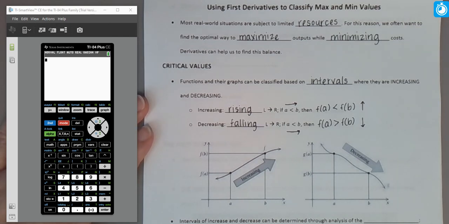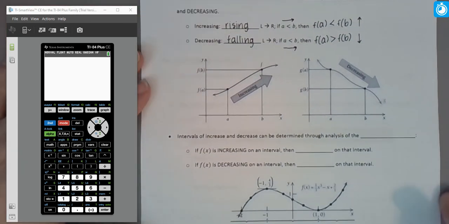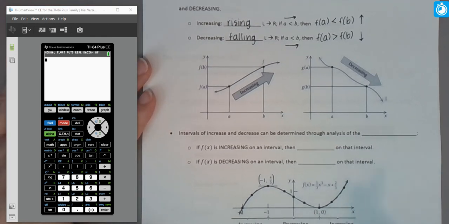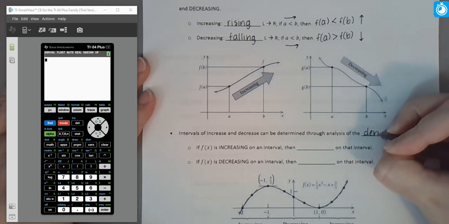So we break down the domain of our function, our x values, into intervals over which we are increasing and over which we are decreasing. How do we determine where we're increasing and where we're decreasing if we don't have a graph? This is going to be determined through analysis of the derivative.